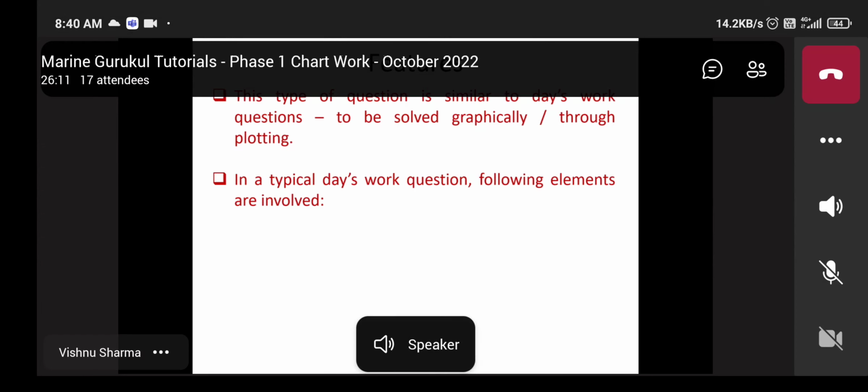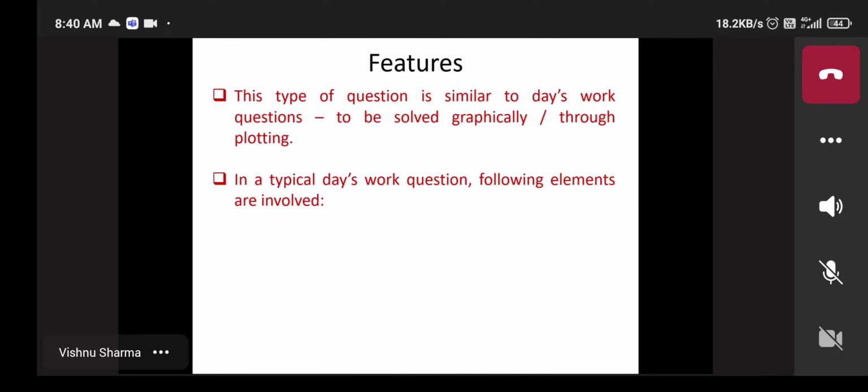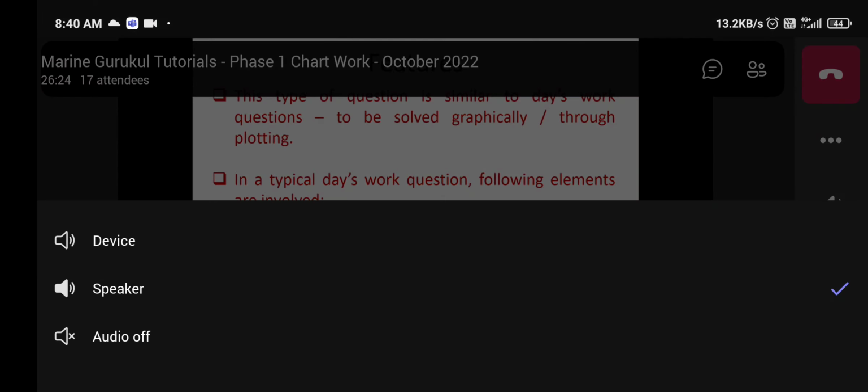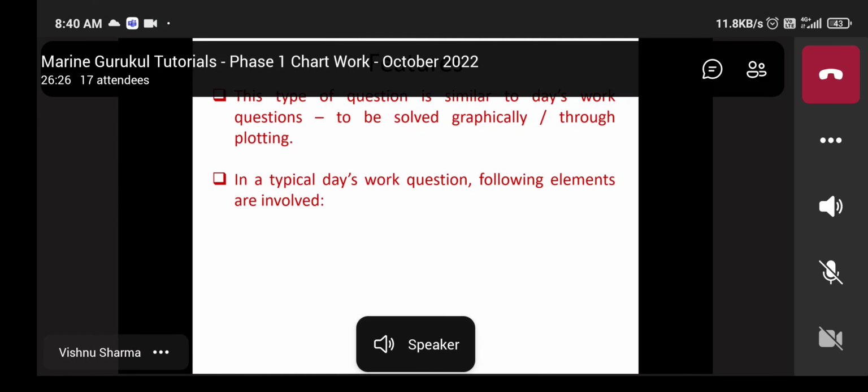He gives a distance and a course, then another distance and a course, and some current, that will become another leg. Then he'll say we'll know the initial position and he'll expect us to find the position arrived. Do you agree with the day's work statement that I made? Yes, sir. Correct.